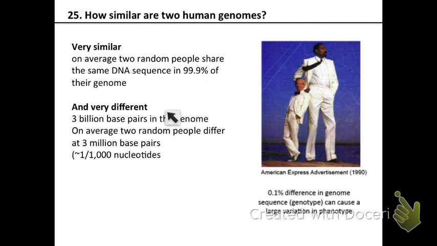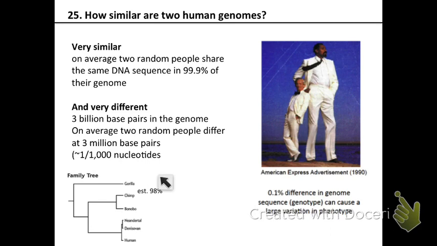But we're also very different. Given 3 billion bases in the genome, on average, two random people will differ at about 3 million base pair locations, right? So 1 in 1,000 nucleotides. So that's very different. Just to give you an idea of how similar we are, we're 99.9%. The estimated sequence similarity between humans and chimps is about 98%. So we're very similar to each other and different from chimps, but we're also pretty similar to chimps.